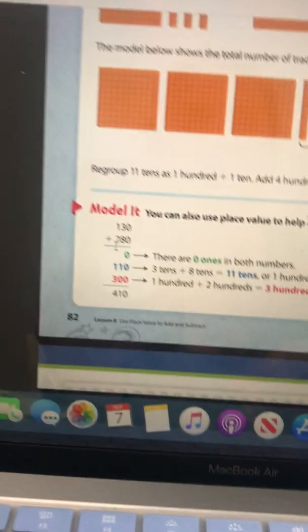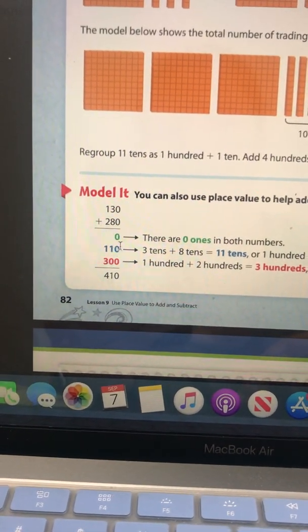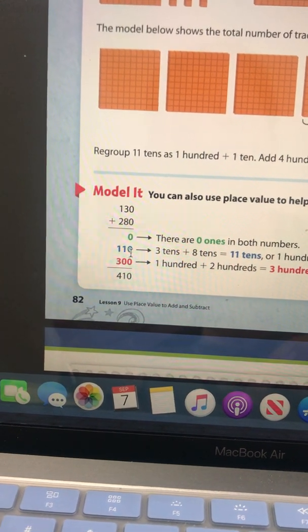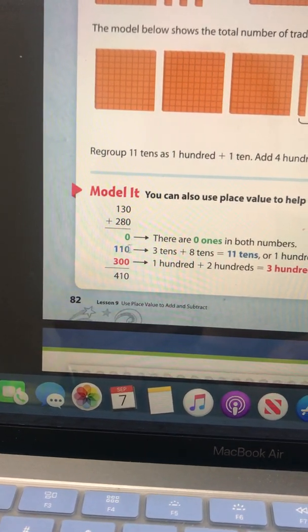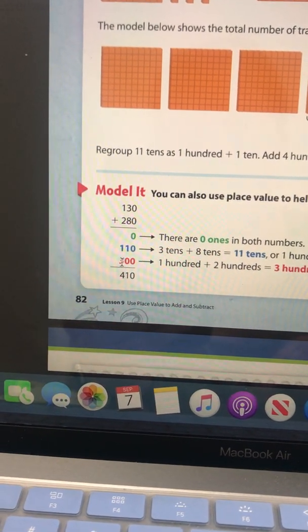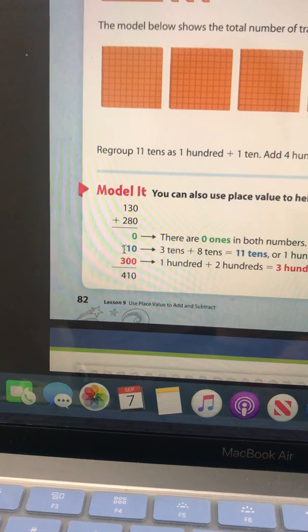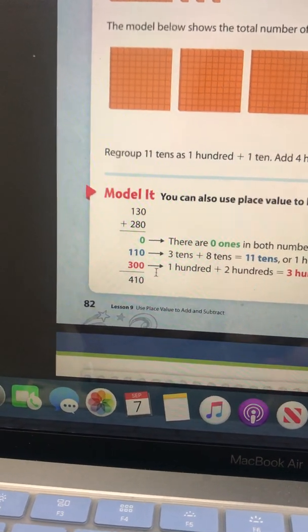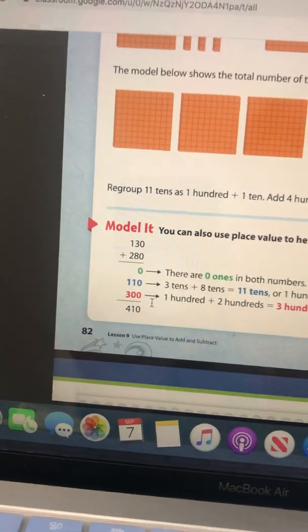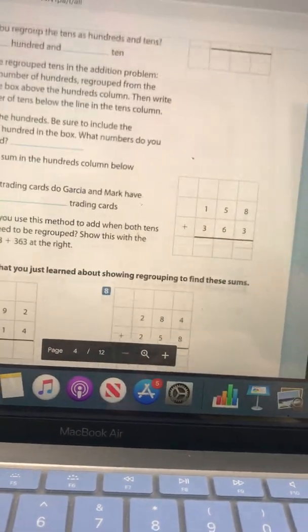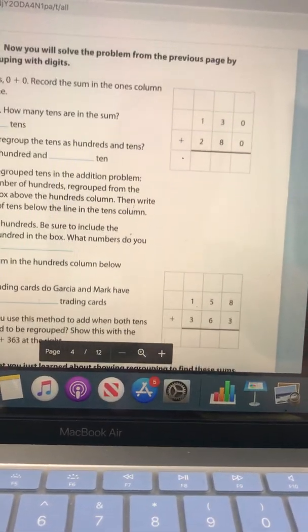So modeling it would look like this. You had nothing in the ones place. You actually have 110 from the tens place. You're going to regroup that 100 over. So that's going to give you 300 plus the 110, which is 410. So they're just modeling how you can break apart that number. So there's really nothing to do on page 82 except look over it. And now we're on page 83 and we're going to work these out.